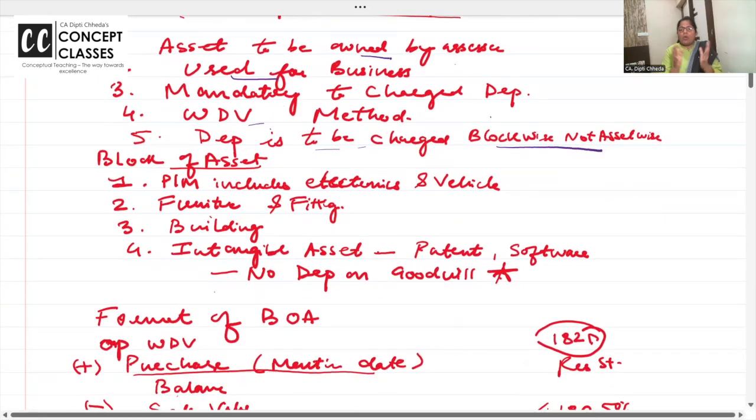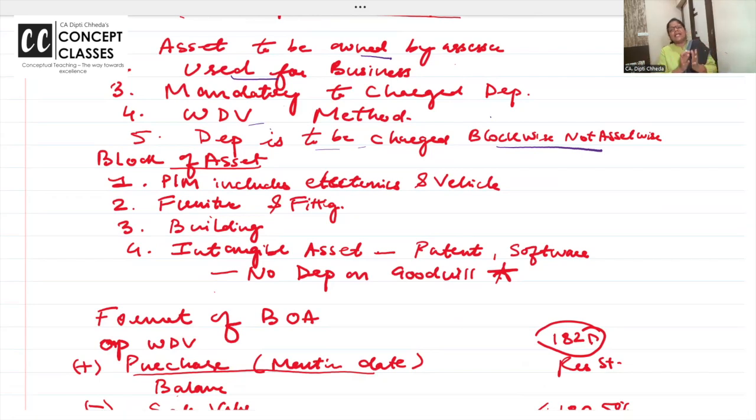Ma'am, then what is a block? A block is a group of assets having the same nature and the same rate of depreciation. For example, I have 2 plants and machinery. I purchased 5 more. Now I have 7. Out of that, 3 are sold. So the whole block of plant is merged, like a crumpled paper ball.